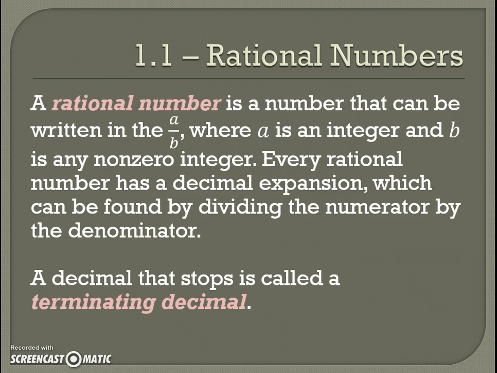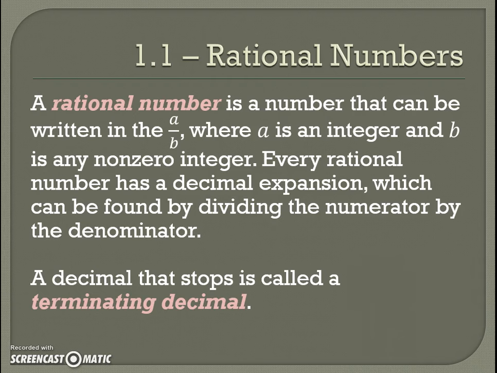A rational number is a number that can be written in, should say form right there, there's a typo, in the form a over b, where a is an integer and b is any non-zero integer. Every rational number has a decimal expansion, which can be found by dividing the numerator by the denominator. This is just to say that a rational number is a number that can be written as a fraction.